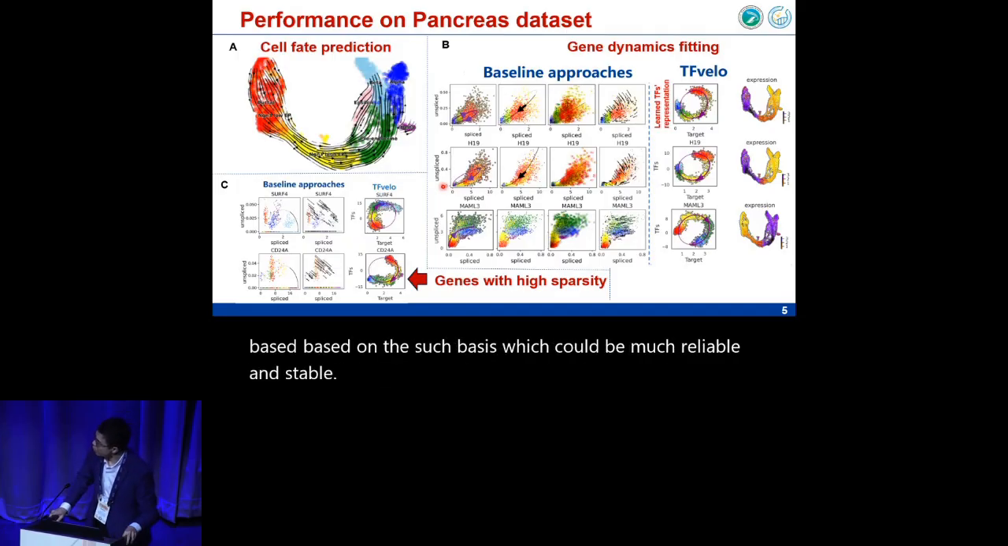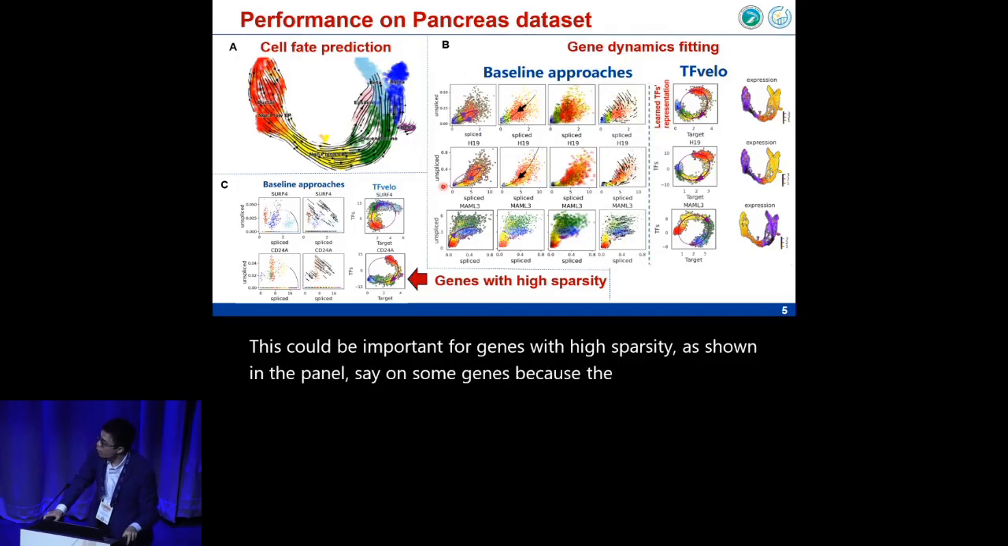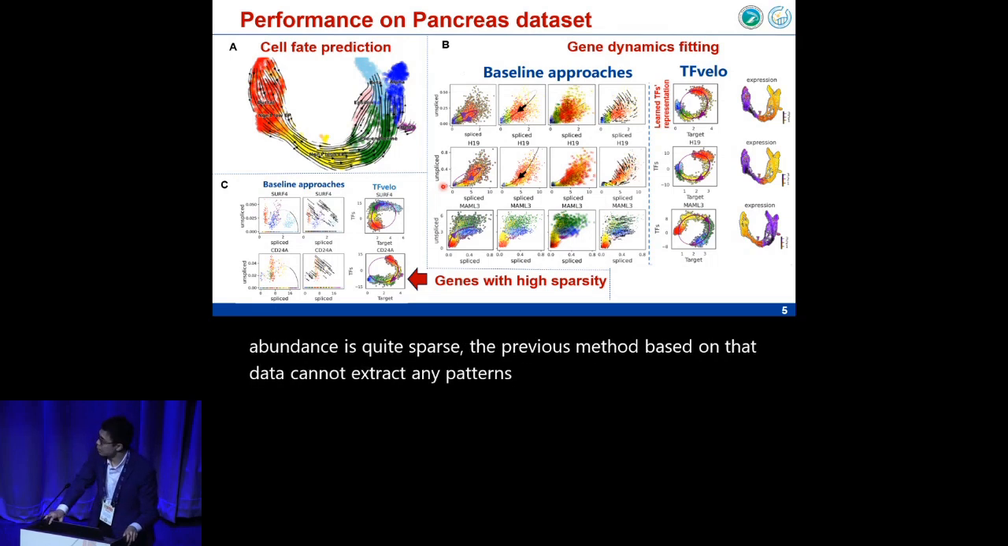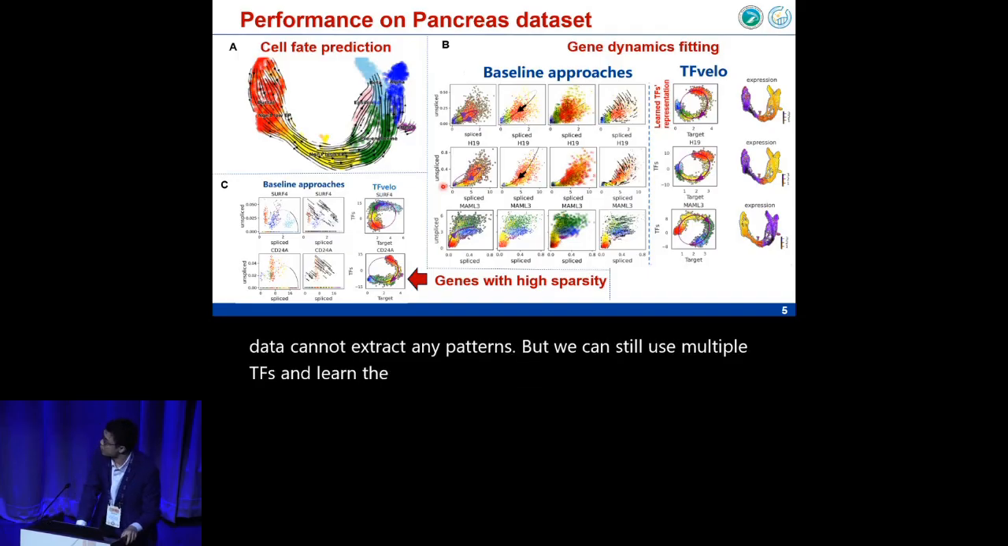This could be important for genes with high sparsity, as shown in panel C. On some genes, because the unspliced abundance is quite sparse, the previous methods based on that data cannot extract any patterns. But we can still use multiple TFs and learn the dynamics from them.